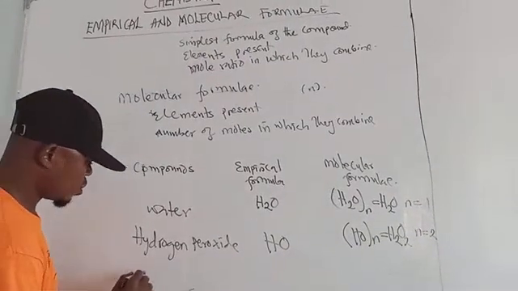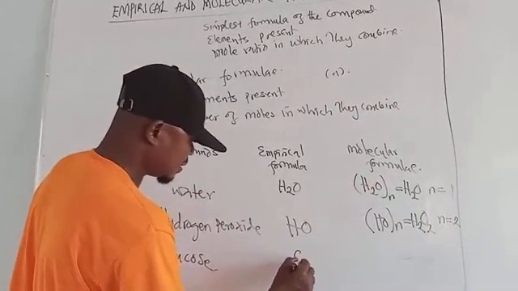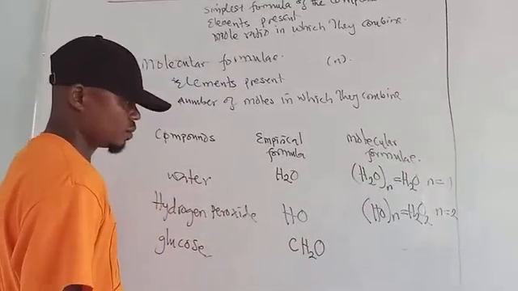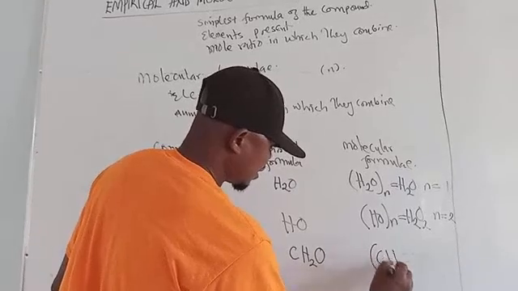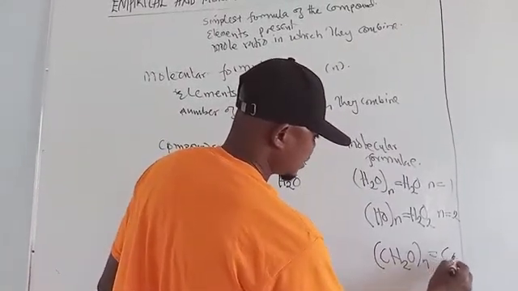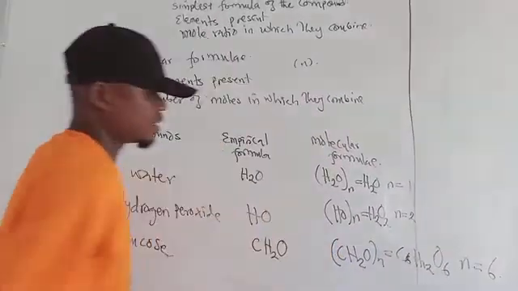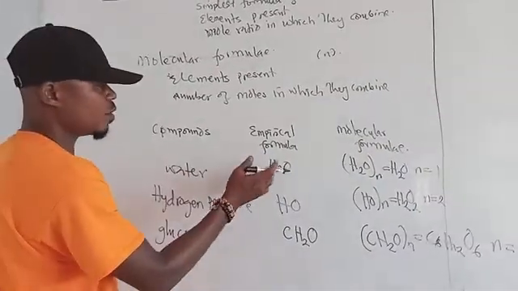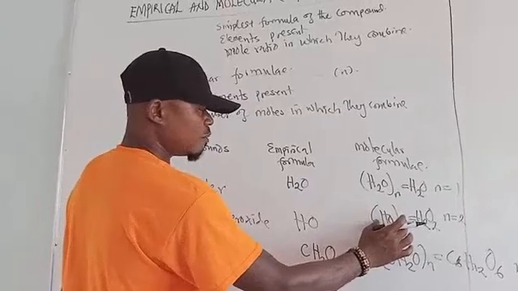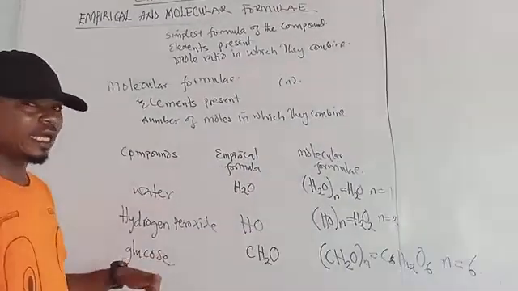In glucose, the empirical formula is CH2O. The molecular formula is going to be (CH2O)n, and the real formula is C6H12O6, so that n is equal to what? 6. So in some instances, the empirical formula and the molecular formula can be the same, or the molecular formula can just be a simple multiple n of the empirical formula. Now let's look at some examples.